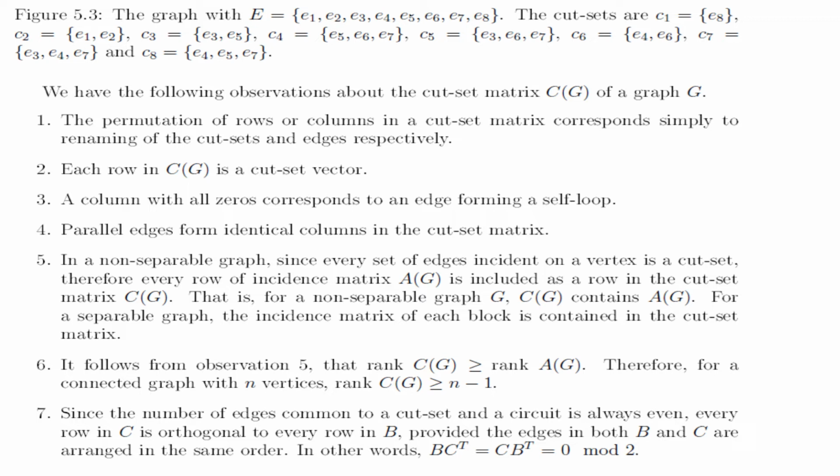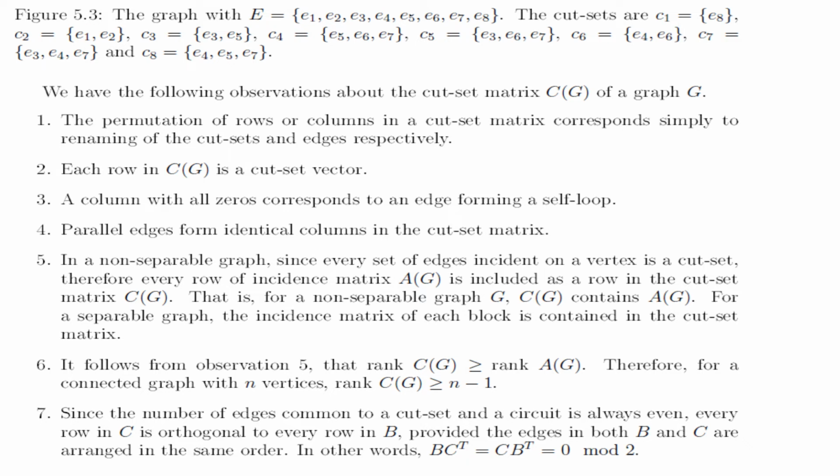Third property, a column with all zeros corresponds to an edge forming a self loop. Fourth property, parallel edges form identical columns in the cut set matrix. Fifth property, in a non-separable graph, since every set of edges incident on a vertex is a cut set, every row of the incidence matrix A of G is included as a row in the cut set matrix C of G. That is, for a non-separable graph G, C of G contains A of G. For a separable graph, the incidence matrix of each block is contained in the cut set matrix.